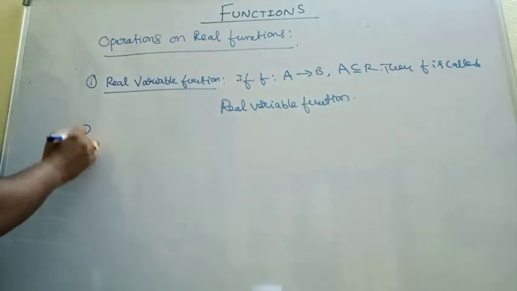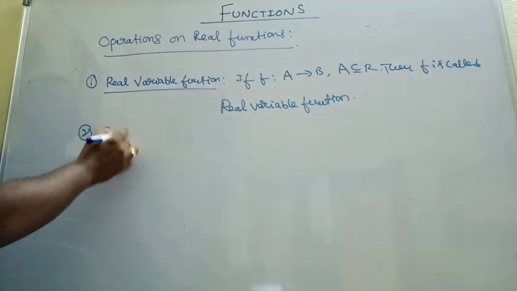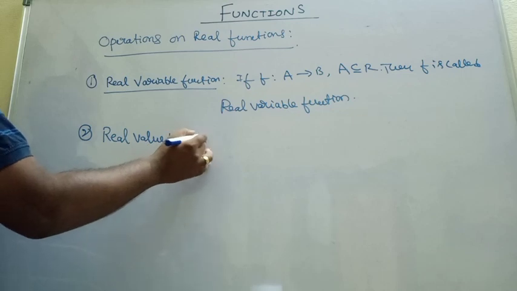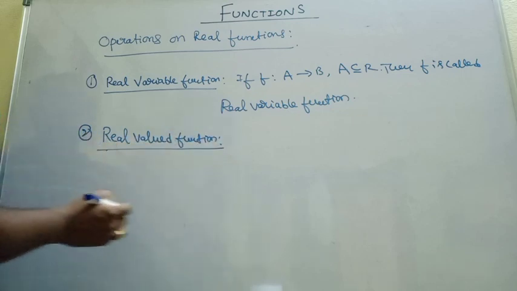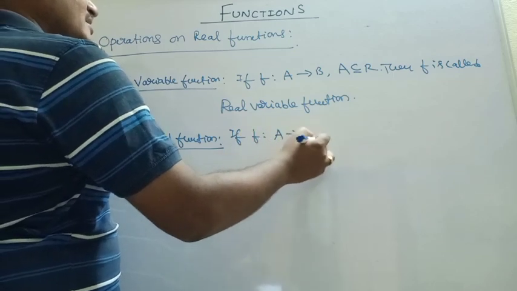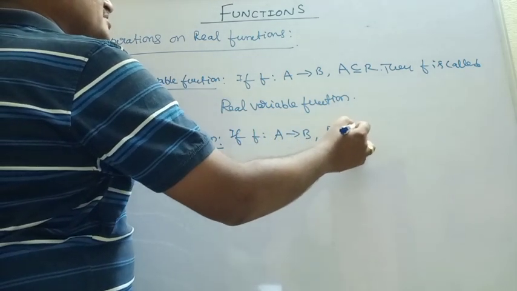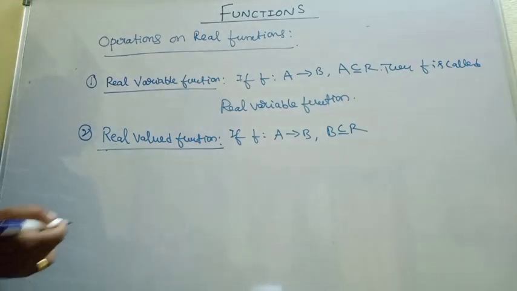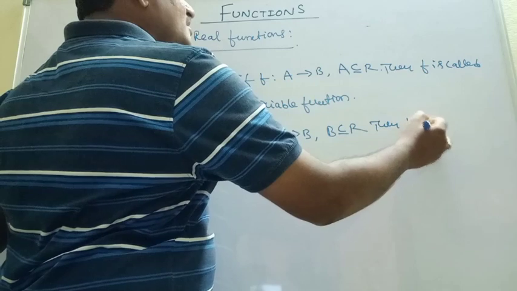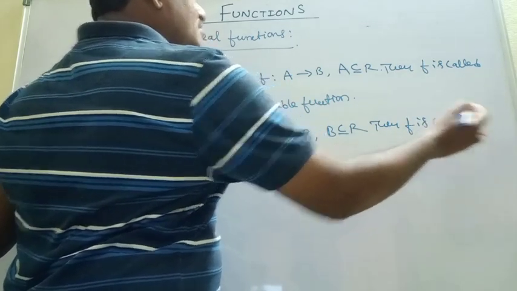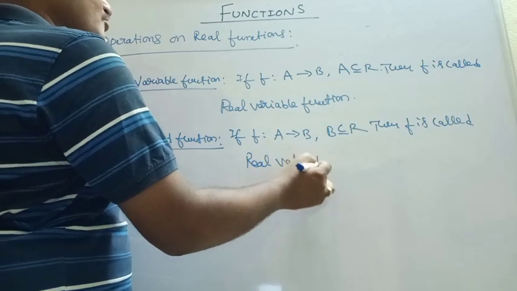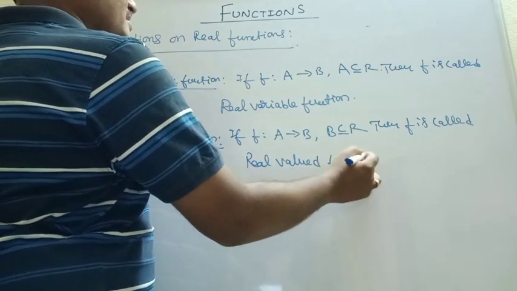Next, you have here a real valued function. What do you mean by real valued function? It means if f is a function from A to B and the codomain is a subset of real numbers, then f is called a real valued function, like this, right?